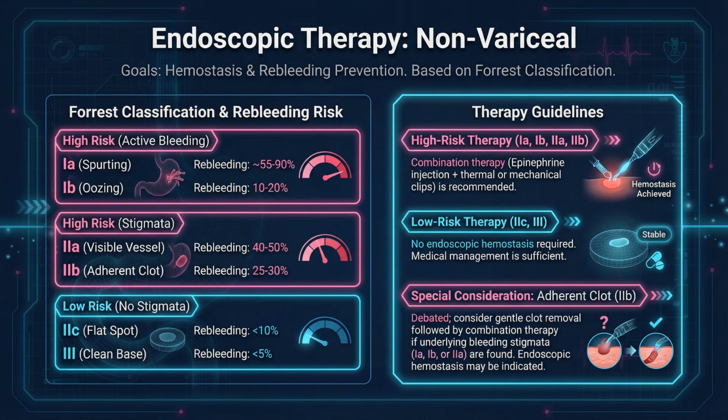For high-risk lesions, the standard of care is combination therapy, using an epinephrine injection followed by a second modality, such as thermal coagulation or clips. Management of an adherent clot or Forest IIB is debated. While some guidelines suggest gentle clot removal to treat the underlying lesion, meta-analyses have shown variable results.